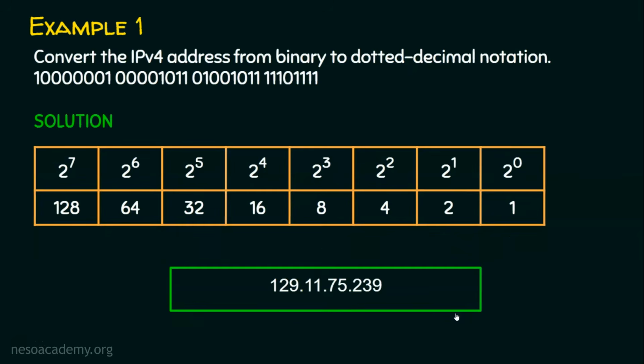And that's it. We saw the conversion of the binary to dotted decimal notation. So the answer for example 1 is 129.11.75.239. Let's solve example number 2.